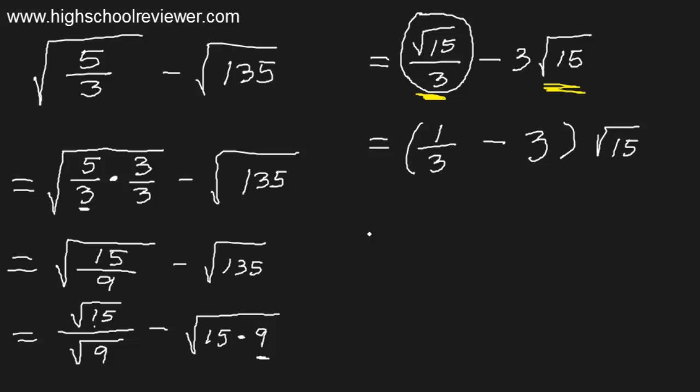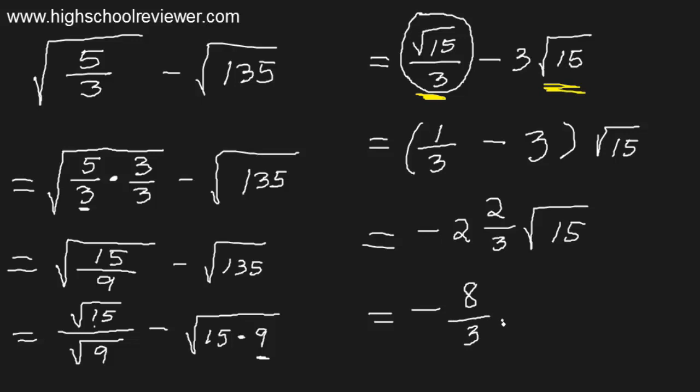So we can simplify 1 over 3 minus 3. This will give us minus 2 and 2/3 square root of 15. So let us make this as an improper fraction. So this will be negative 2 times 3 is 6, plus 2, that is 8. So this will be negative 8 over 3 times the square root of 15. So negative 8 over 3 multiplied by the square root of 15 is our final answer.